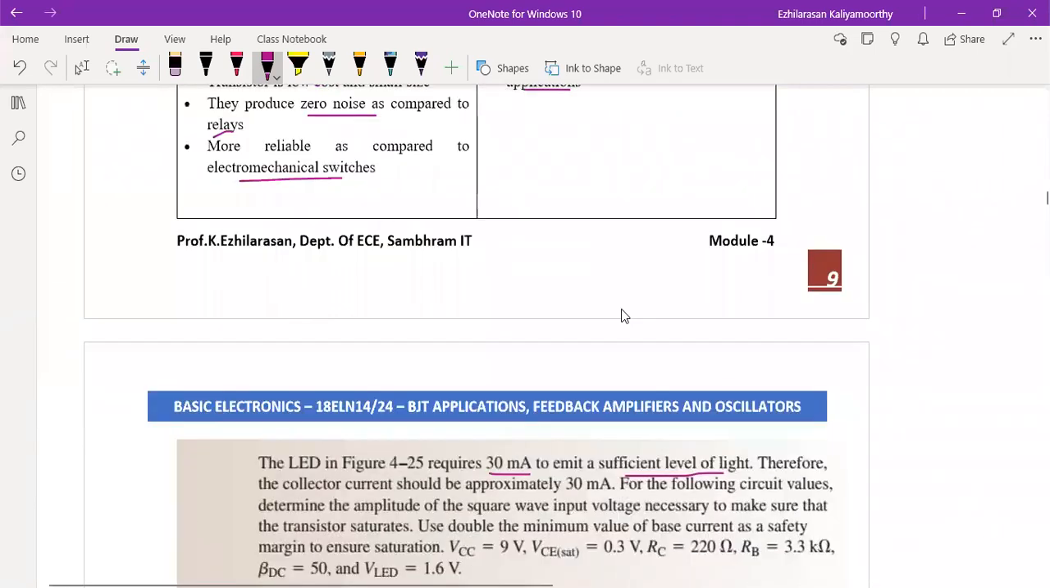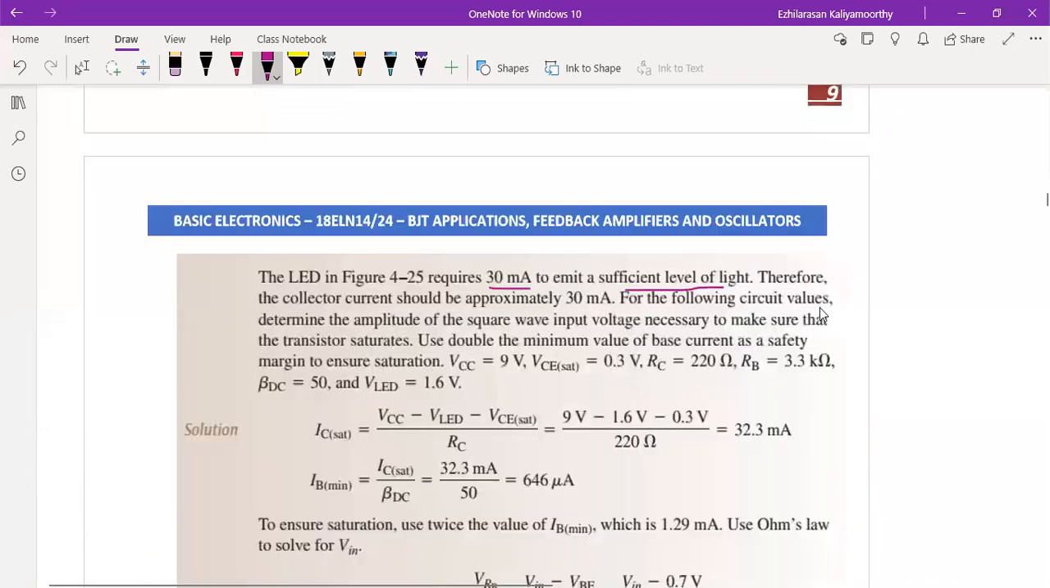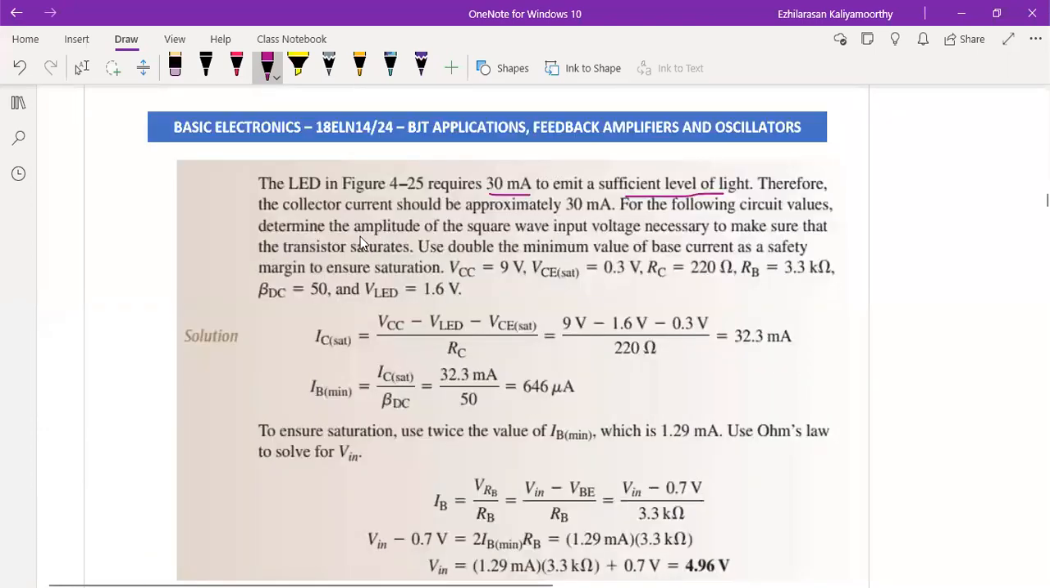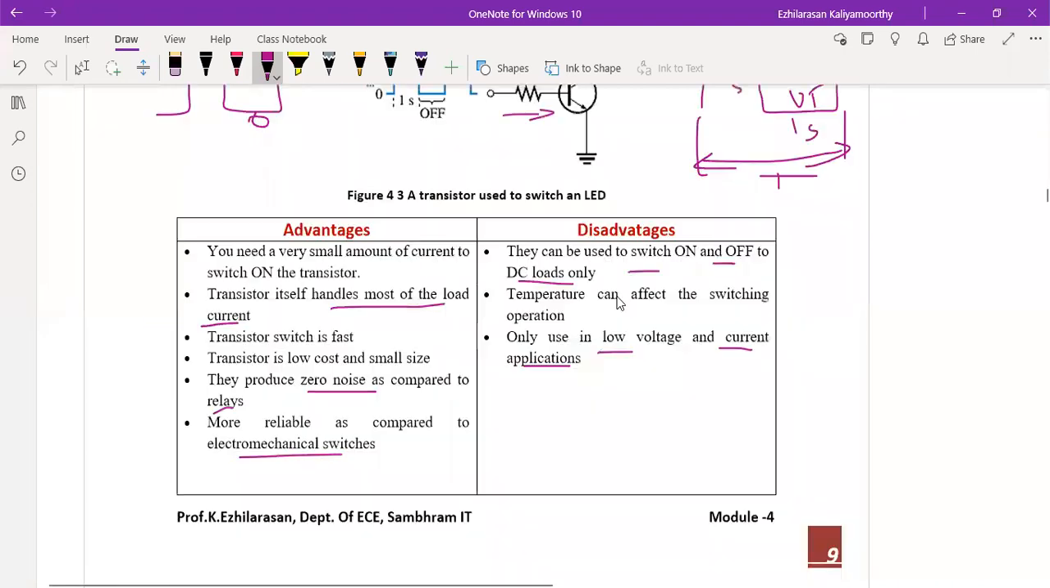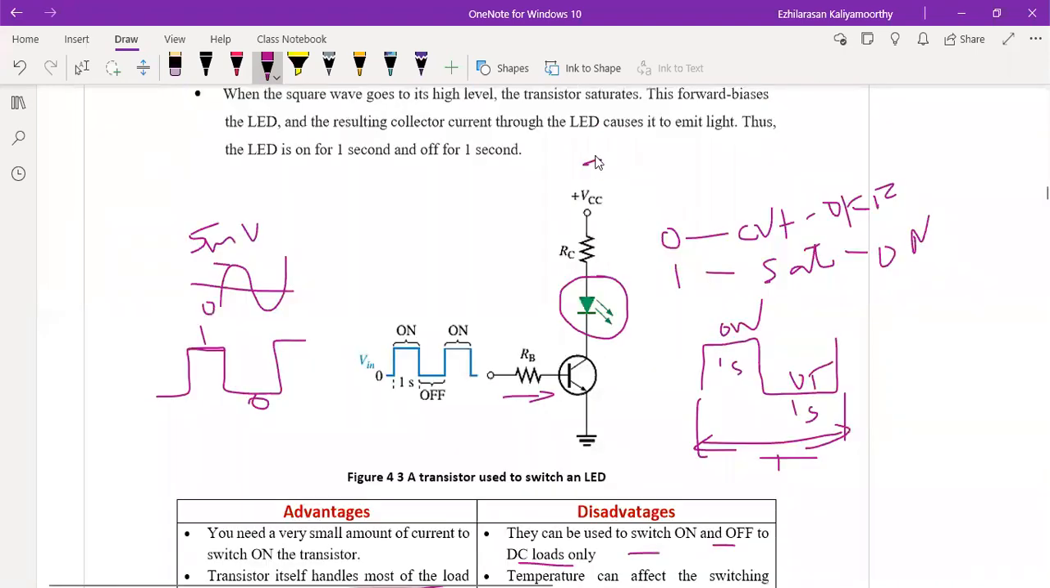So for the following circuit, this circuit only, determine the amplitude of the square wave input voltage necessary to make sure that the transistor saturates. Now use double the minimum value of base current as a safety margin to ensure saturation. VCC is 9 volt. VCC is 9 volt means which one? This only. This is 9 volt.